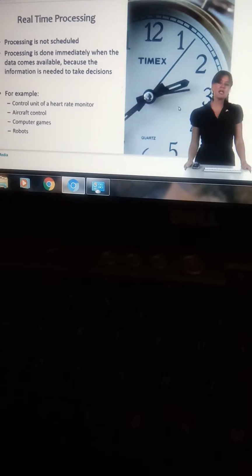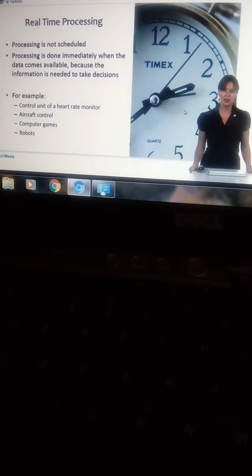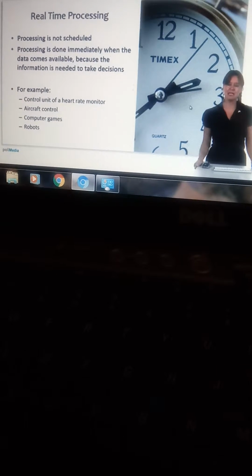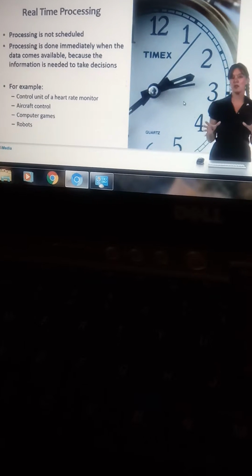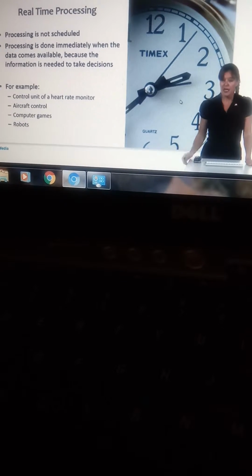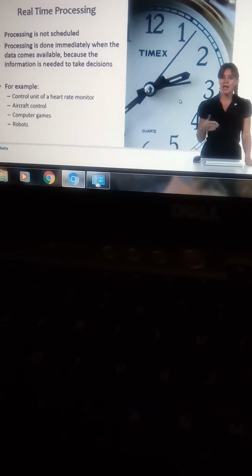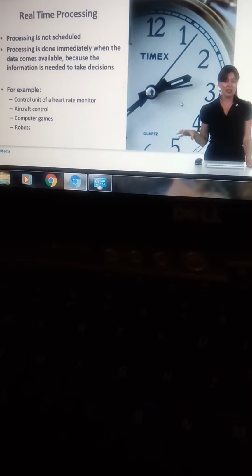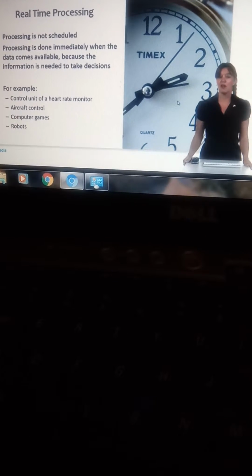The other type of processing was real-time processing. Real-time processing is not being scheduled like batch processing. Real-time processing is being done immediately when the data becomes available, because it's being used in systems that need this data immediately to take decisions. Think, for example, of systems like a control unit of a heart rate monitor. It monitors the heart rate and it needs to use this information immediately to see if action needs to be undertaken or not.